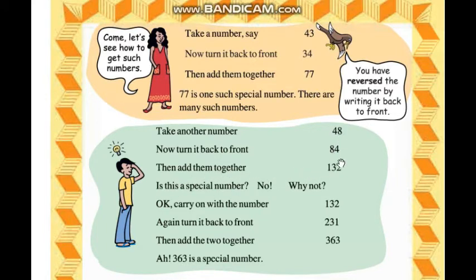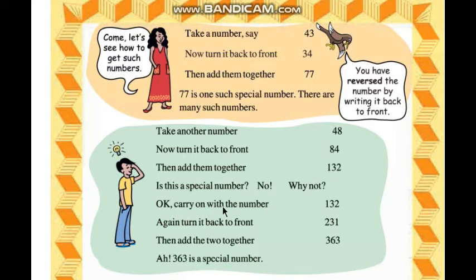Add them together. 8 plus 4, 12. Here 2, carry over 1. So 4 plus 5 plus 8, 13. So 132. Is this a special number? No. Why not? This is not a special number because it is not the same forward as well as backward. 132, and in reverse we read it as 231. So this is not a special number.